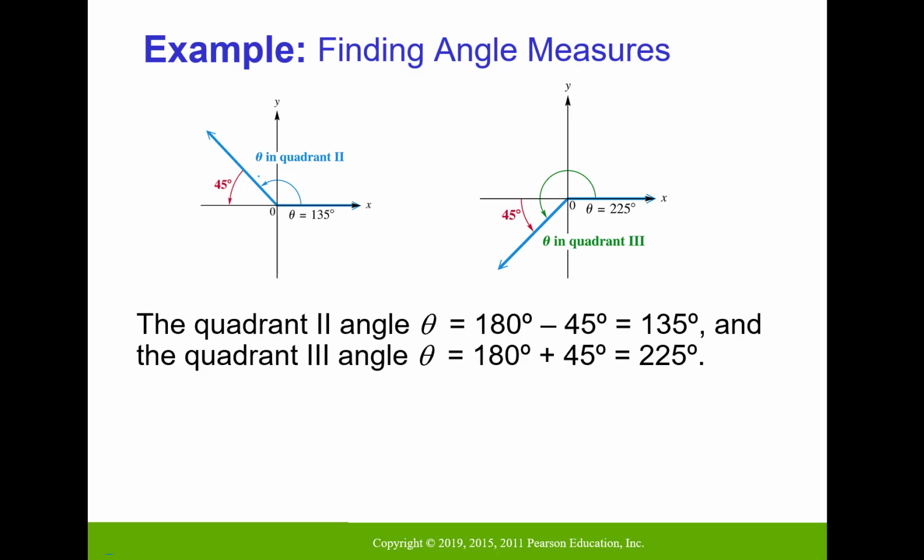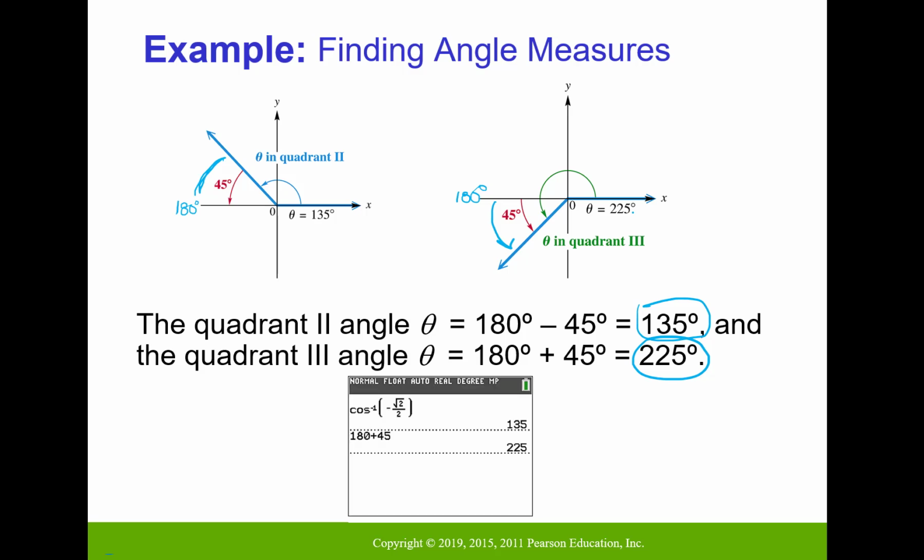So we do have two answers here. In quadrant 2, we use 180 minus 45, because we go in this direction to get that missing angle, and that gives us 135 degrees. Then in quadrant 3, we say 180 plus the 45 to give us this angle, so 225 degrees. And so we could use the calculator.